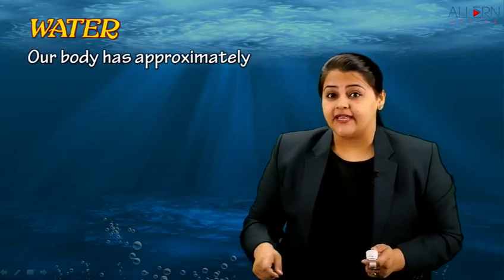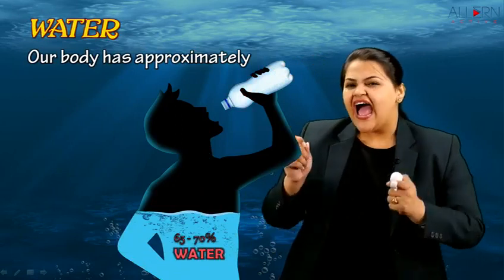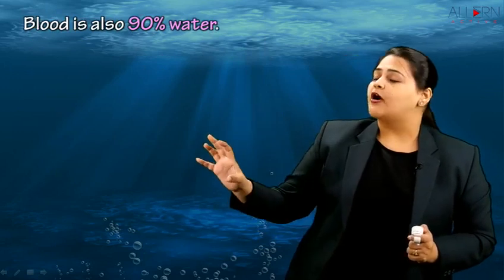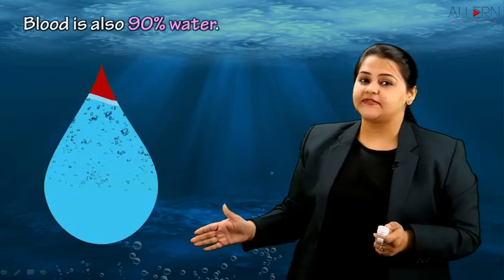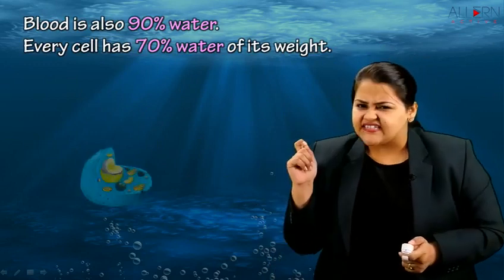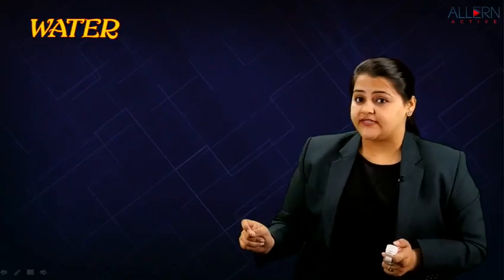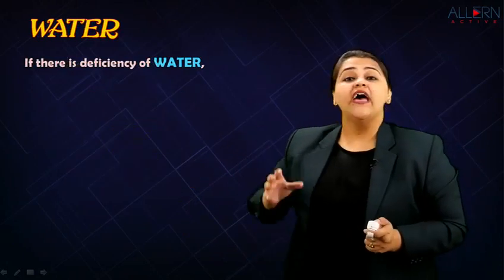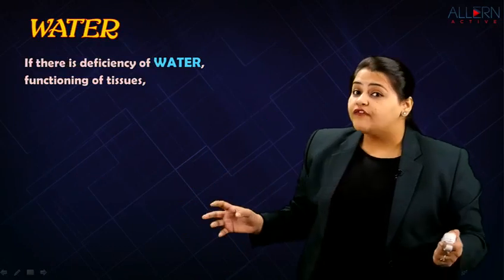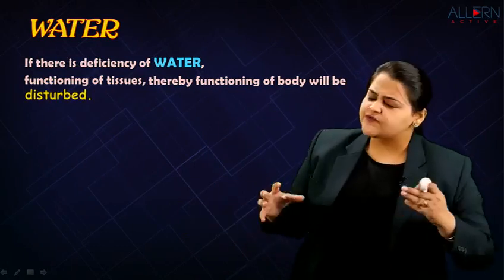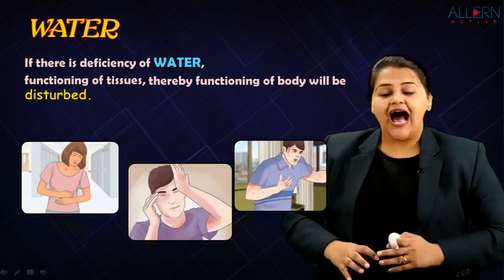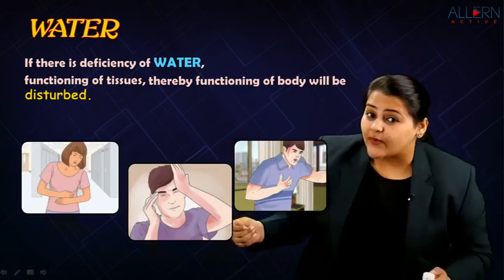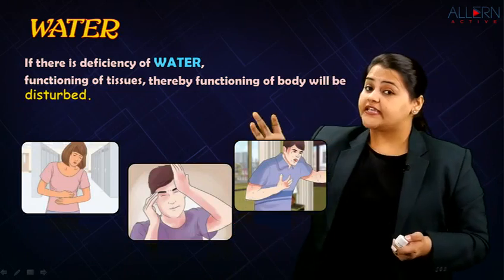We have another major form of a nutrient, and that's water. Not forgetting, our body has approximately 65 to 70% water. Blood itself is 90% water, and every cell has 70% water of its weight. If there is a deficiency in water, then the entire balance of the body, that is the functioning of the tissues and the body, will be disturbed, and we will not know what to do. That is where we get dehydrated, and this dehydration, if not treated, can lead to serious issues.